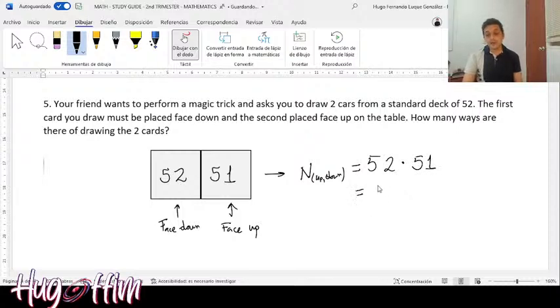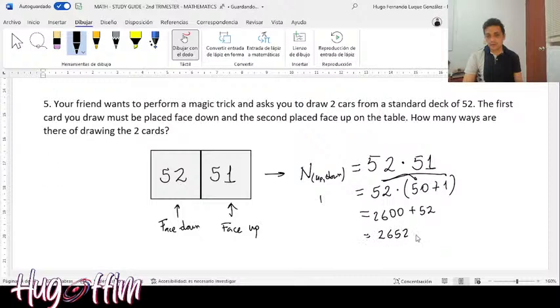Oh, I don't have a calculator. Oh, too bad. So 52 times 51 is 50 plus 1. 52 times 50: 5 times 2 is 10, 5 times 5 is 25, and 1 is 26. 50 plus 52, distributive property. And that will be 2,652 cards. So you have 2,652 options for this answer.